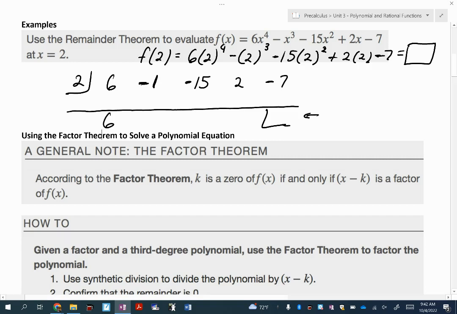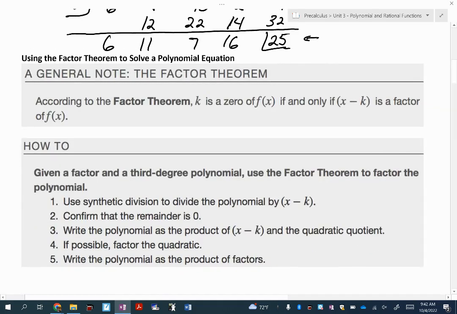So bring down the 6. 6 times 2 is 12. That becomes 11. That's 22. That's going to be 7, times 2 is 14. 16 times 2 is 32. So you get 25. So if you were to plug 2 into this function, it would spit out 25.